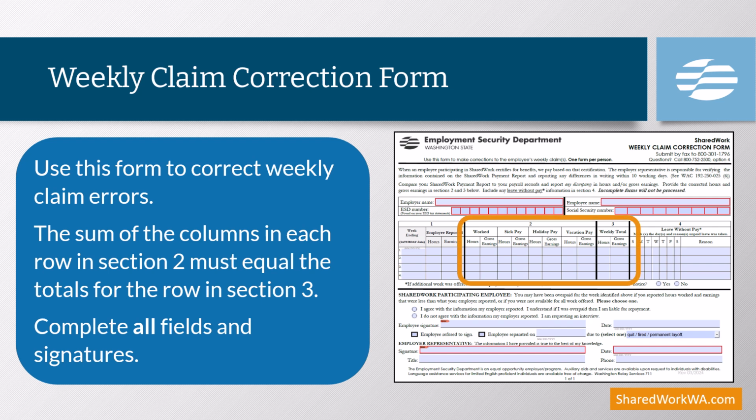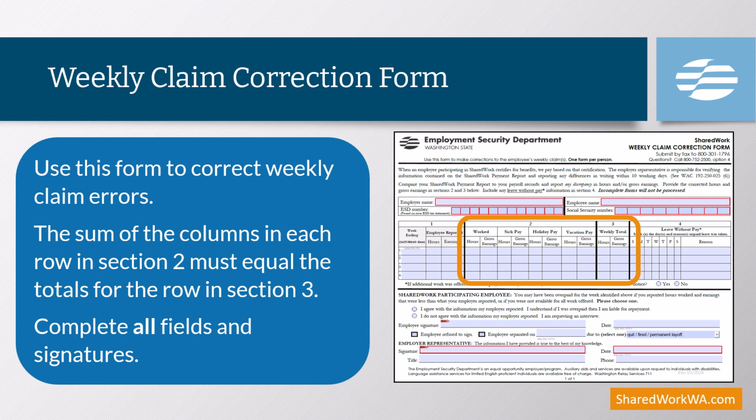The sum of columns in Section 2 equals the total in Section 3 for each row. You have signed the form. The employee had the opportunity to review the changes, mark if they agree or disagree, and sign the form. You can still submit the form without their signature, but it may set an issue on the claim.